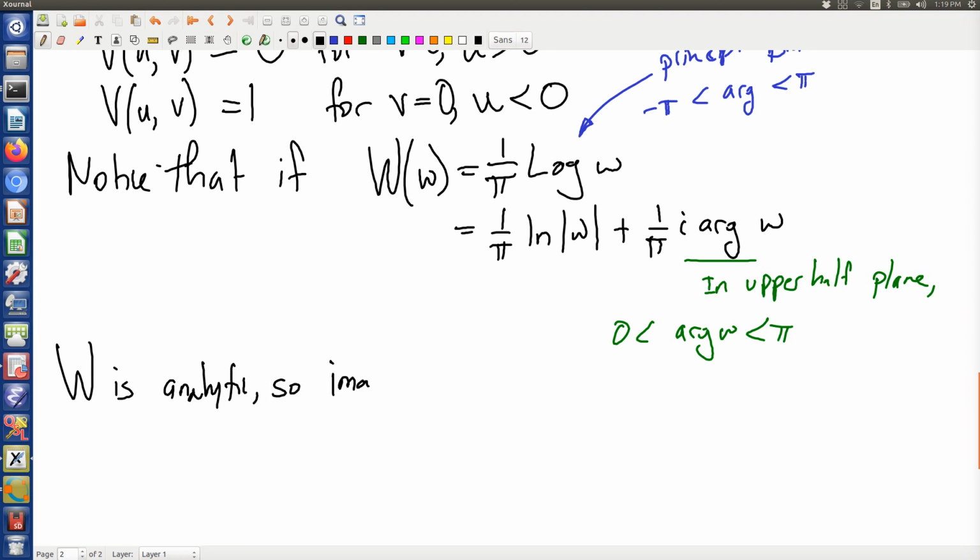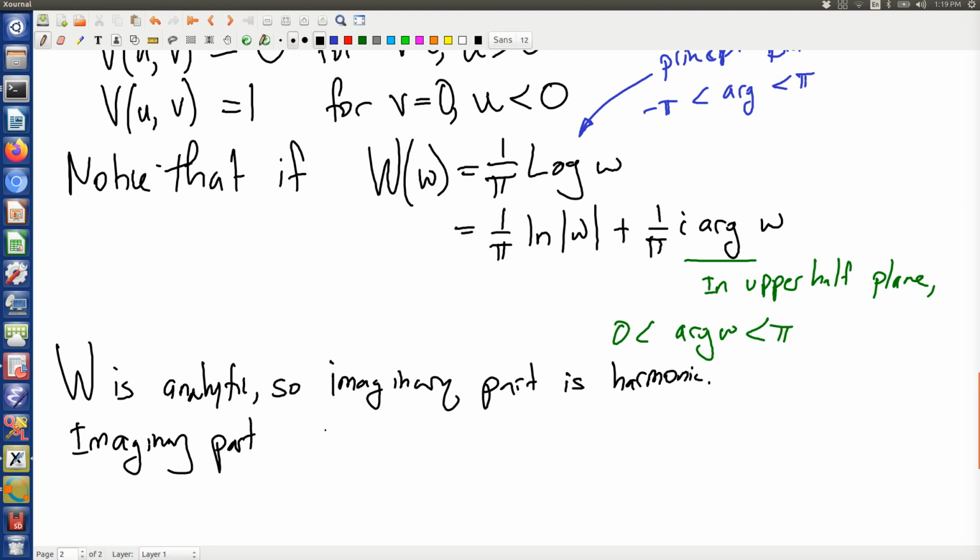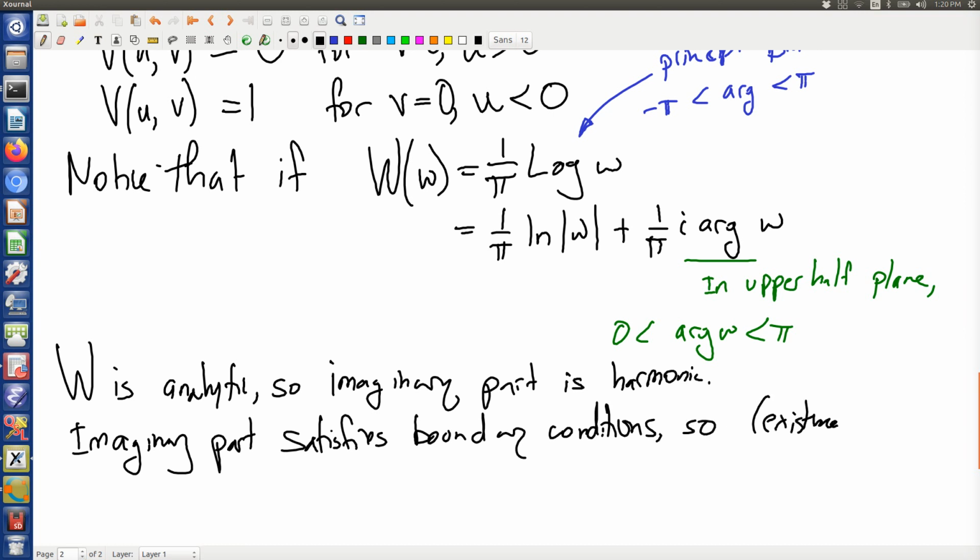So the imaginary part is harmonic. The imaginary part satisfies the boundary conditions, so, and this is by the existence and the uniqueness of solutions to Laplace's equation.